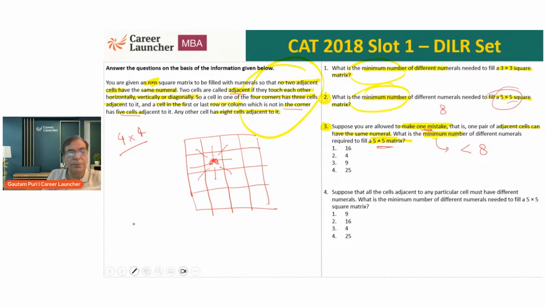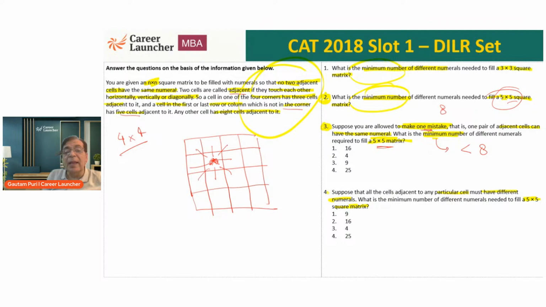Last question. Again about 5 by 5 matrix. Very good. Because the 5 by 5 square matrix again, it means question 2, 3, 4 are similar as far as I'm concerned. Suppose that all cells adjacent to a particular cell must have different numerals. So here the rule has been changed. Here it is saying all cells that are adjacent should have different numerals. Okay. Earlier it said no two cells can have the same numeral. Now it is saying different numerals. So I'll have to now do it again.